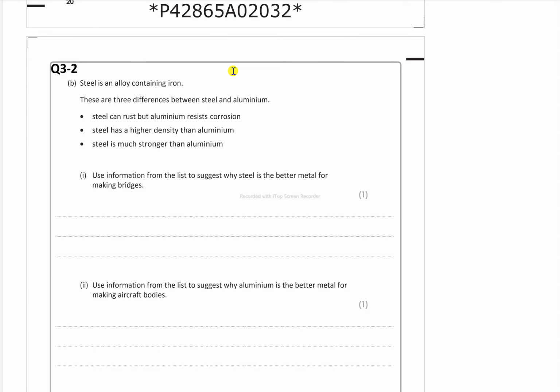Right, steel is an alloy. There are 3 differences between steel and aluminium. Steel can rust, steel has higher density, steel is much stronger. Why is steel better? Because it is stronger, because you're going to put loads of weight on the bridge.